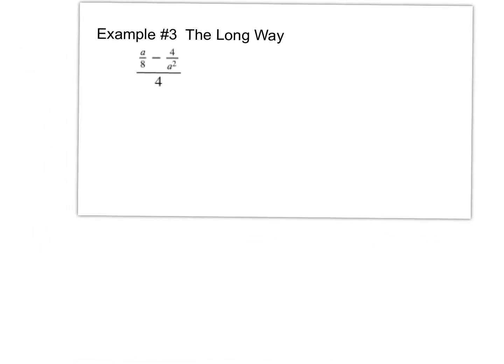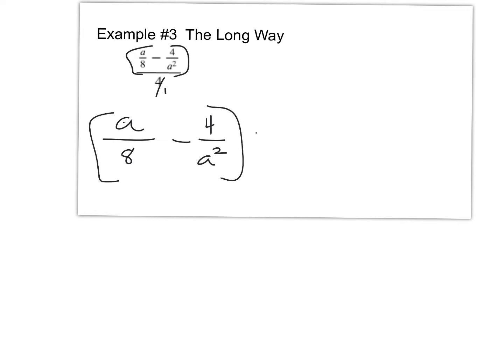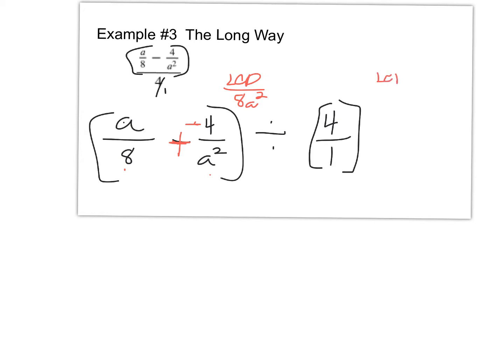All right, so here we go. So let's pull this thing apart. So we're going to have a over 8 minus 4 over a squared divided by 4 over 1. Okay, now let's get our common denominator. Now I also see this minus. I'm going to change that to plus and make that negative. Let's fix that right away. So let's get our LCD in the first one. Now I've got three single pieces here, so it's going to be 8a squared. LCD on the second is easy as 1. So that's going to be the easiest we're going to get.